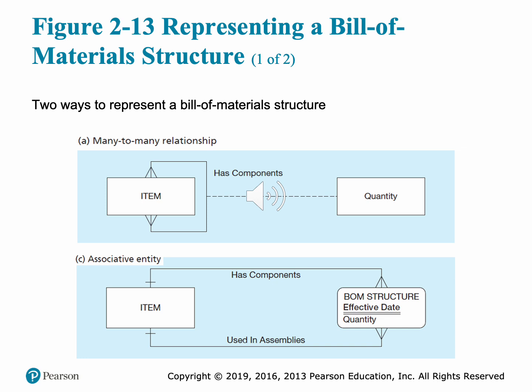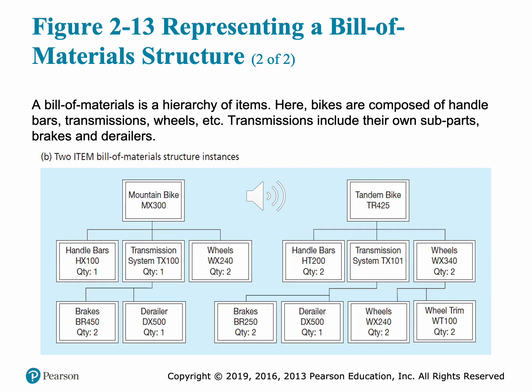associative entity. Here, a unary many-to-many relationship is converted into two one-to-many relationships between the item entity and the BOM structure associative entity. Note the effective date is a partial identifier, which implies the BOM structure, or bill of materials, for example, is a weak entity with respect to the item.